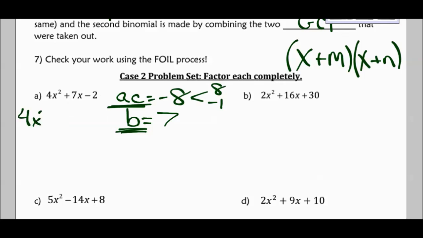4x squared doesn't change. I'm going to split that 7x into these 2 terms, into an 8x and a negative 1x. The negative 2 didn't change at all. All I really did was split this into 2 different things.